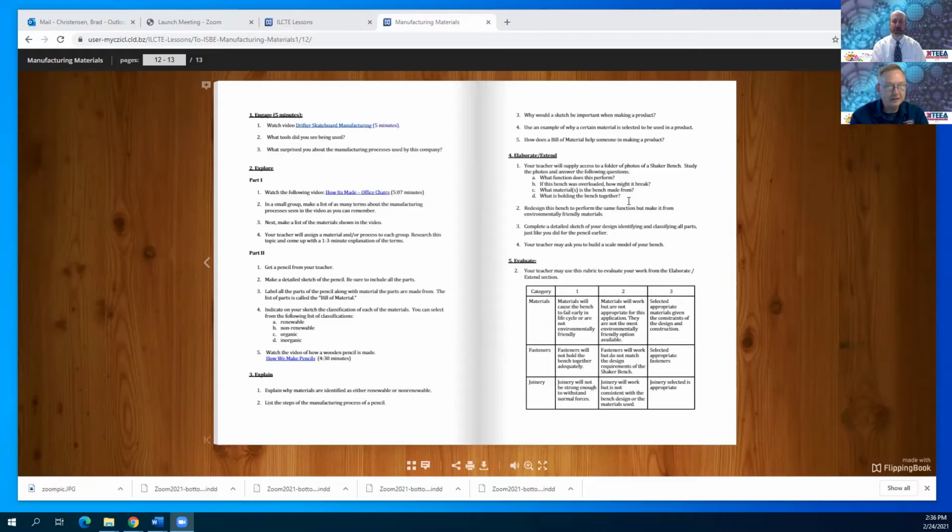Okay, the final E of the 5E lesson is the evaluate section. And in this case, we're going to apply a rubric to the work that they did in the elaborate section. What kind of materials did you use for your new shaker bench? What are your fasteners? How are you holding this thing together? And what about your joints? What joinery are you using that will make this a very strong bench? And why are you using those joints? So that's the 5E process.